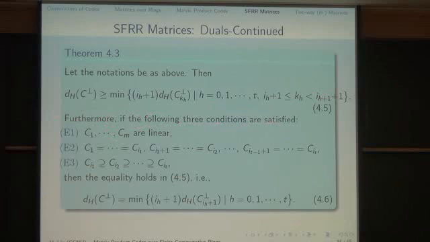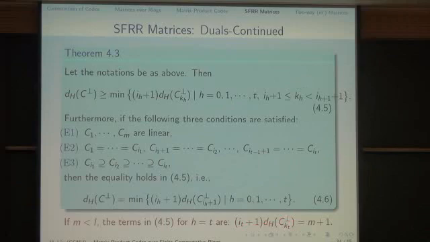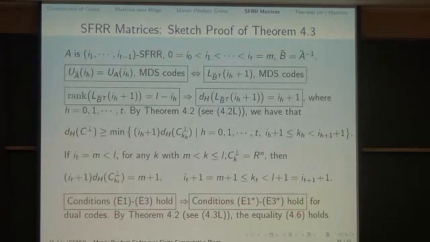And if the following three conditions are satisfied, then this inequality becomes equality. And if M is less than L, notice that here is R^n. So the minimum Hamming weight in R^n is 1. So this A_t is M, so this is M plus 1. The proof, I don't want to give more details.